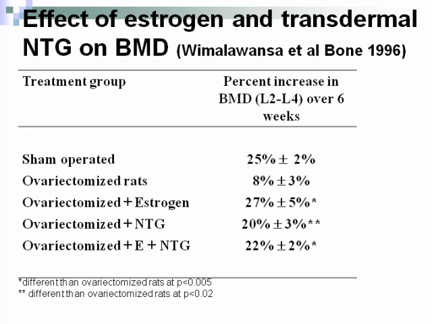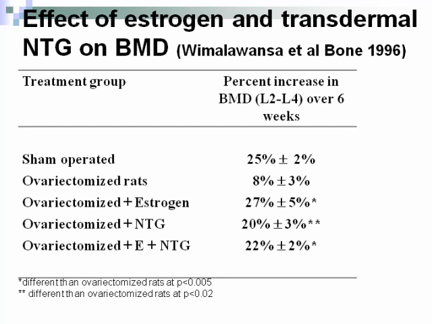So here's a study that really looked at the effect of estrogen and transdermal nitroglycerin on bone. This was a rat study that was done almost 15 years ago. And what you can see in the left-hand column are the types of rats. So there was a sham operated rat, an ovariectomized rat, ovariectomized rats given estrogen, ovariectomized rats given nitroglycerin, and an ovariectomized rat given estrogen and nitroglycerin.